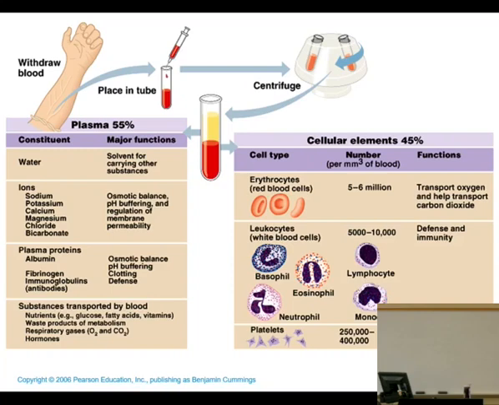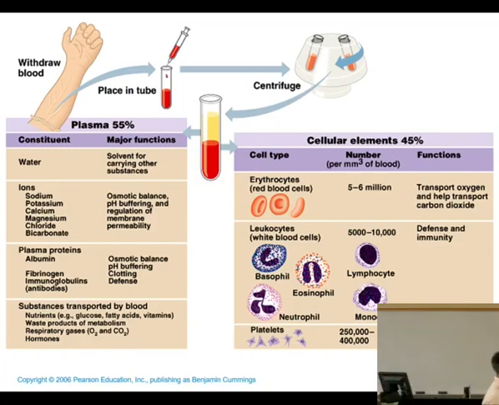What is it? Why is it there? What does it do? Okay? All right, so on the right side, we see cellular elements make up, of a sample of blood, about 45%. On the other side of the coin, the liquid component is about 55%.